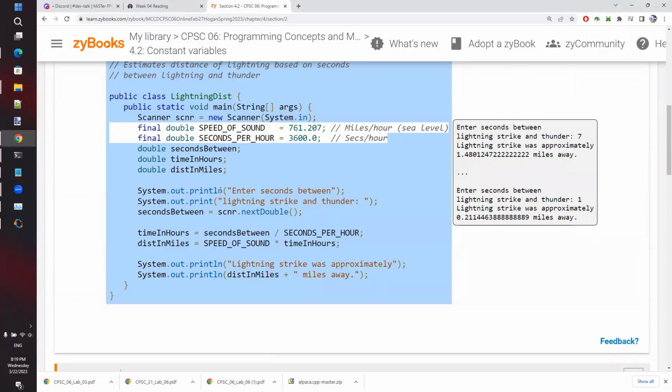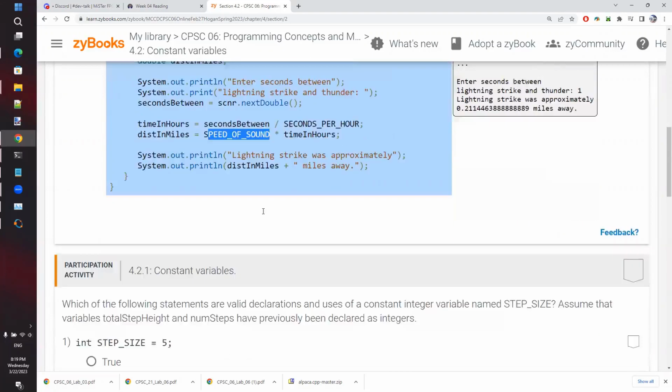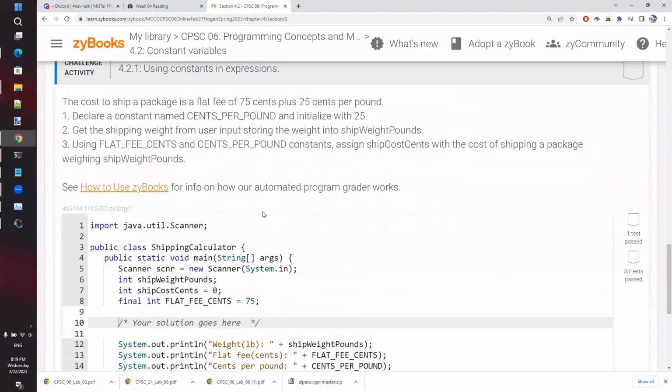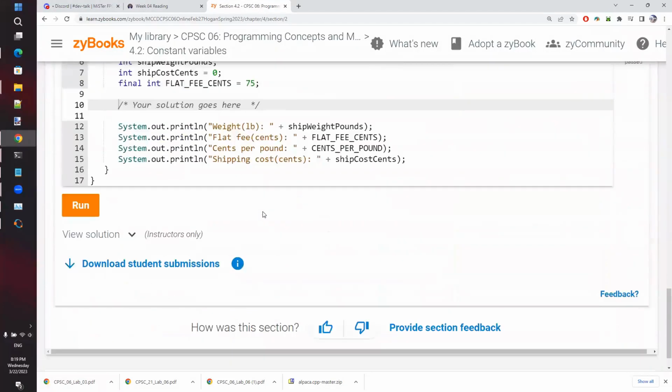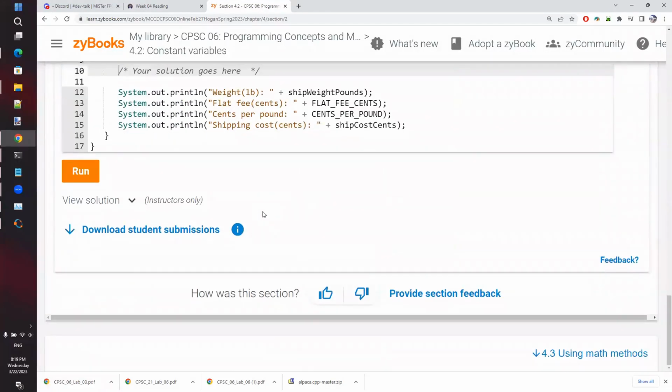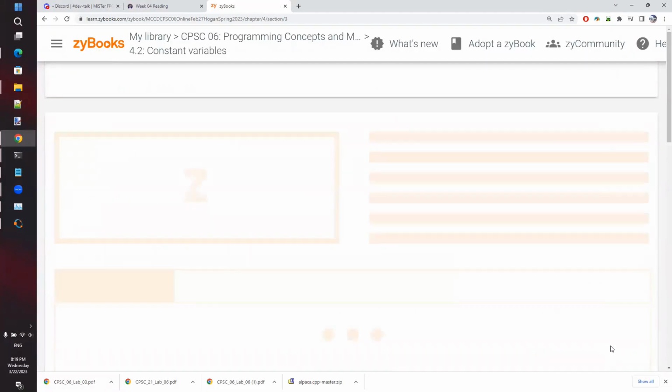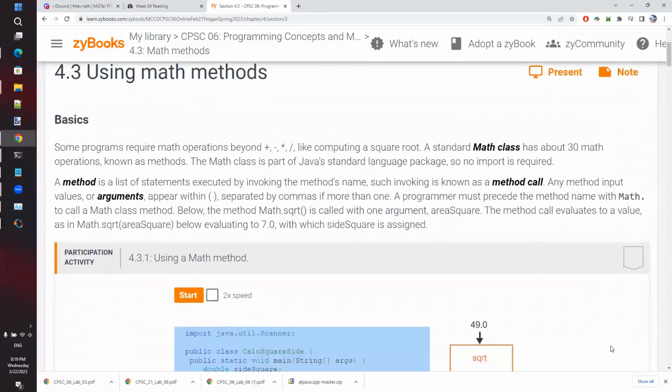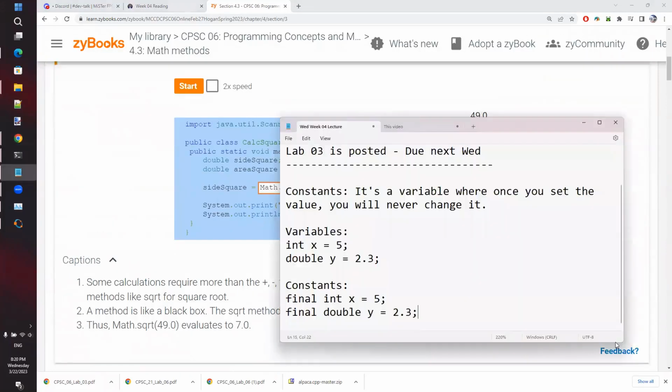What zyBooks does is it will name them all capitals, and then you know if it's a constant or not. So whenever you see all capitals, like seconds per hour and speed of sound, then you know it's a constant, and that's about it. There's not really a lot to say about that. So we'll move on.